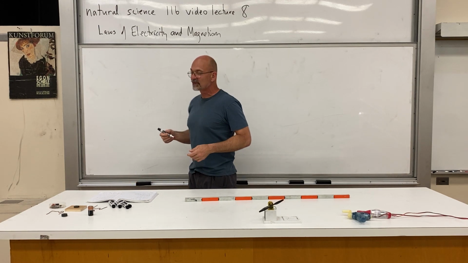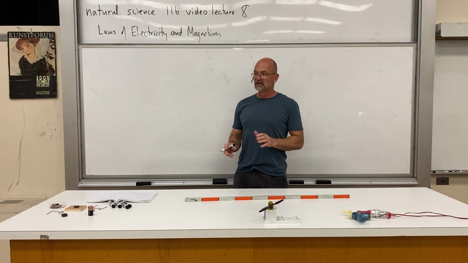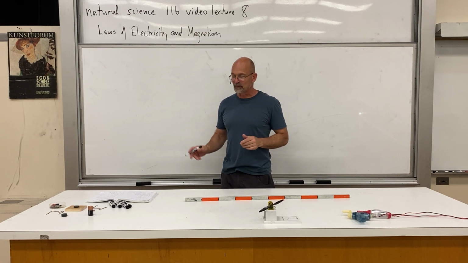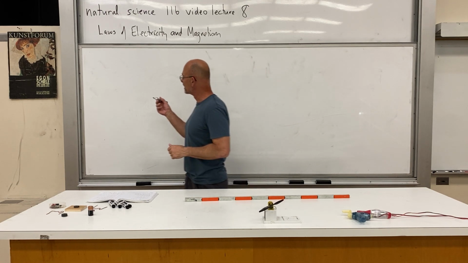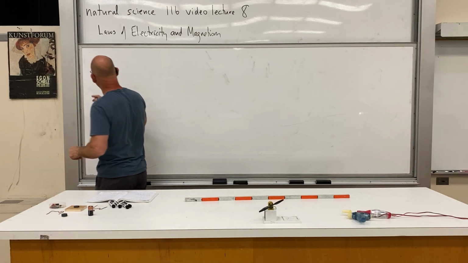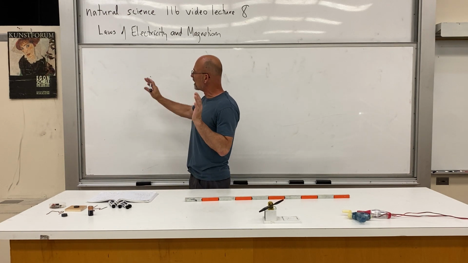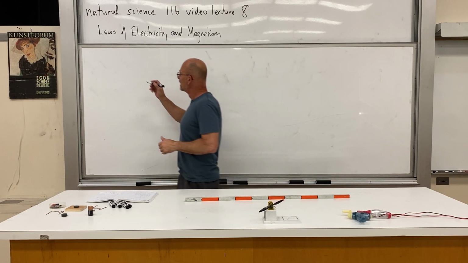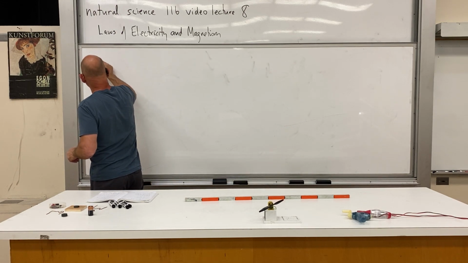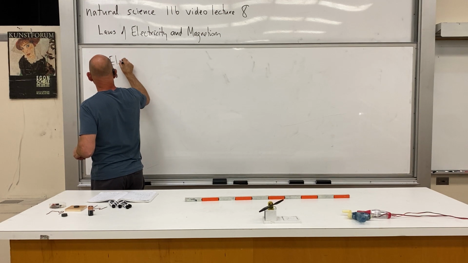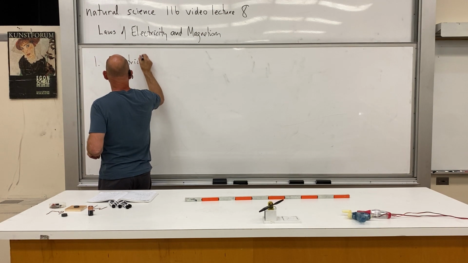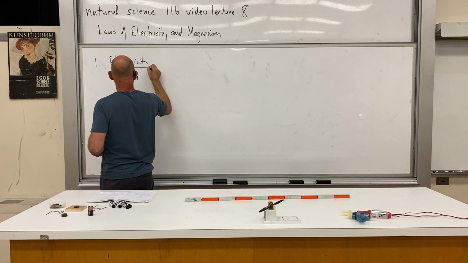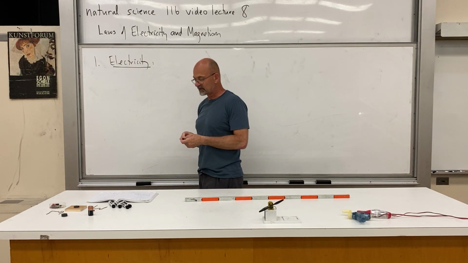We ended up last time looking at electricity and magnets in particular. So we'll review a bit of that, but I want to get the whole set of laws of electricity and magnetism in really compact form. Let's start with electricity. So what do we know about electricity?